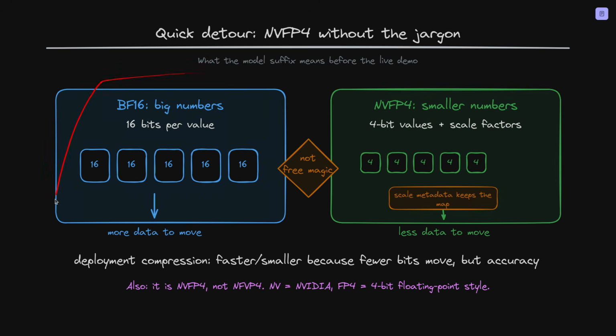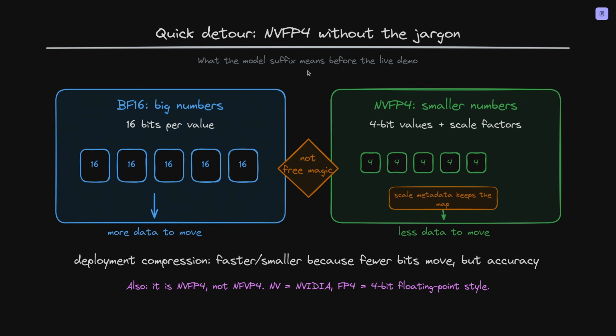With BF16, each value uses 16 bits. This is like putting every number in a bigger box. A bigger box takes more space, and more space means more data has to move through GPU memory. NVFP4 uses much smaller 4-bit values. This is like putting the numbers in smaller boxes, so the GPU has less data to move.